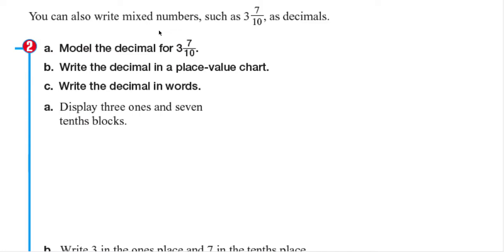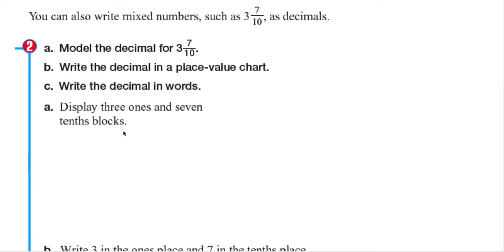Okay, sorry, to model the decimal 3 and 7/10, that's right. And we know for a fact that 3 and 7/10 is a mixed number. A mixed number is a combination of a whole number and a fraction, as we found out before. Letter B, we want to write the decimal in the place value chart. Letter C, write the decimal in words.